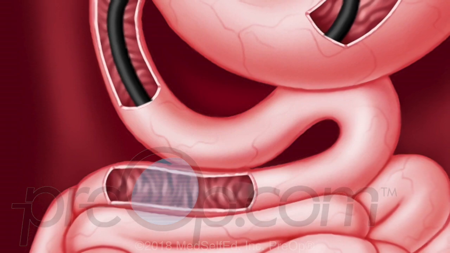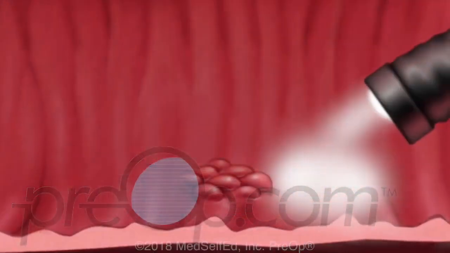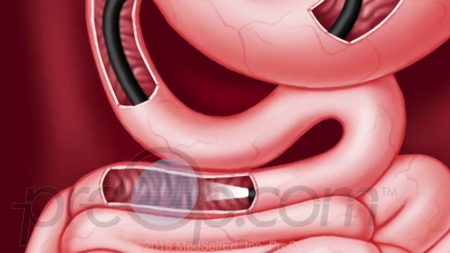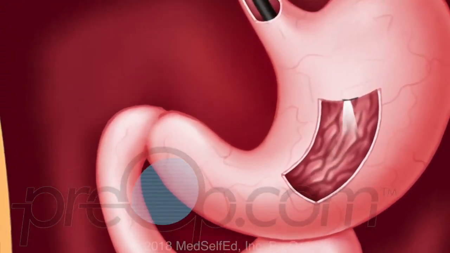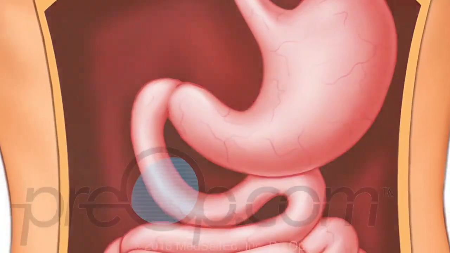The walls of the upper digestive tract are carefully inspected. Small lesions may be removed for testing. After all of the surfaces have been examined, biopsies and necessary treatments completed, the scope is withdrawn.